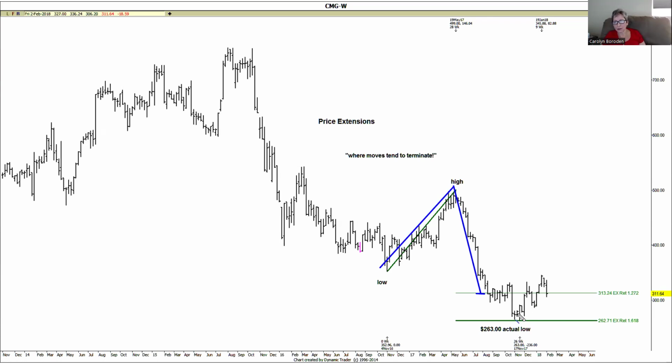Now it doesn't look like a big rally, but 263 was the actual low. So again, not a perfect hit, 262.71, but absolutely close enough to look for a reaction. And even though this doesn't look like a huge rally, this was $82.88 off of this extension.